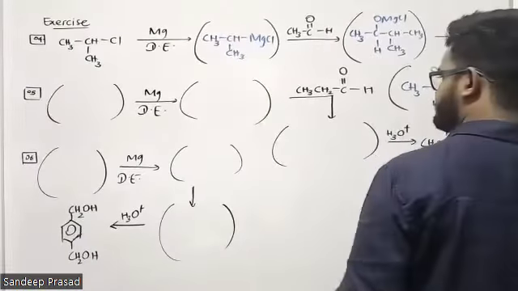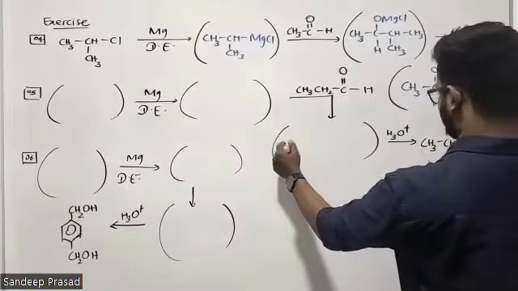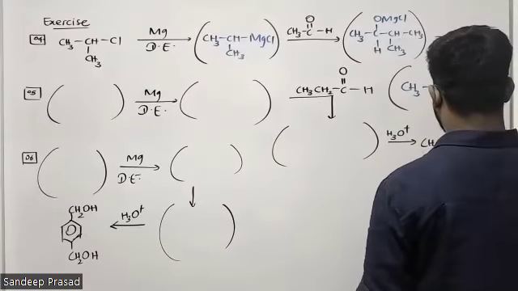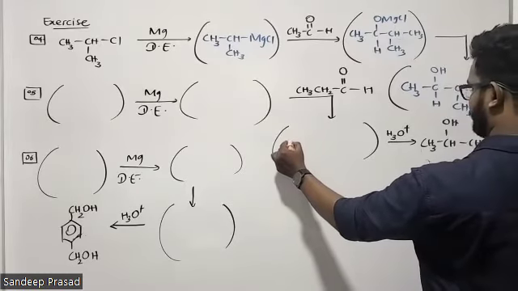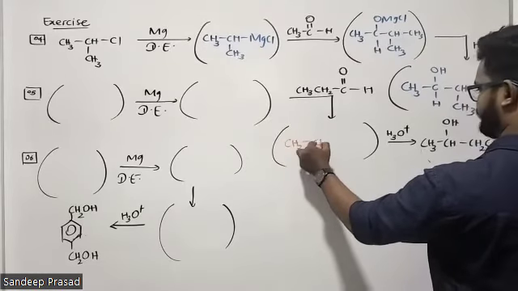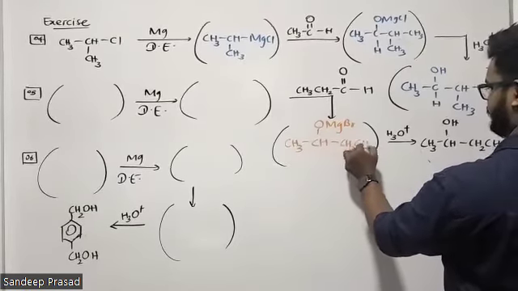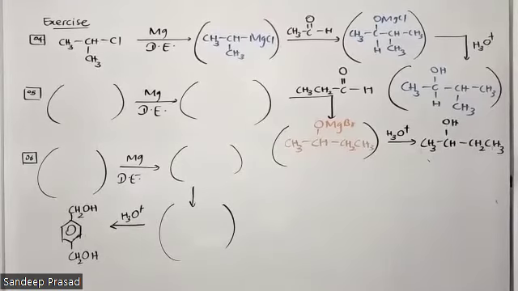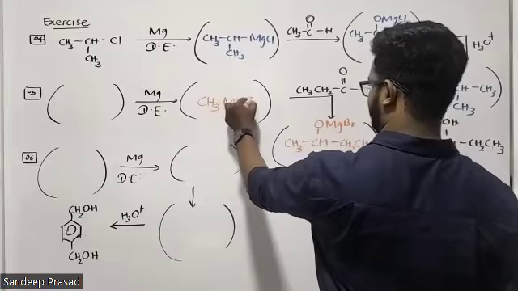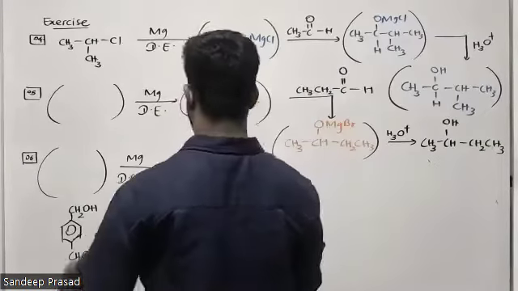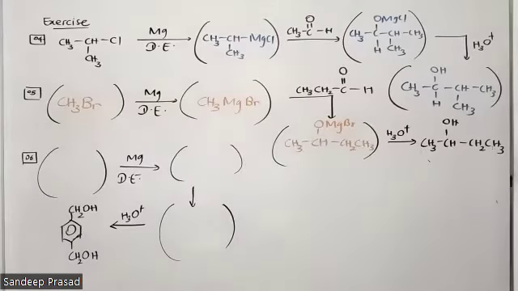Number 5. In number 5, they haven't given the first reactant, but it's okay. Let's see. That means we have to find out the Grignard reagent. The Grignard reagent should be CH3MgBr. It can be MgBr, MgCl, MgI, anything. This is CH3Br, methyl bromide.